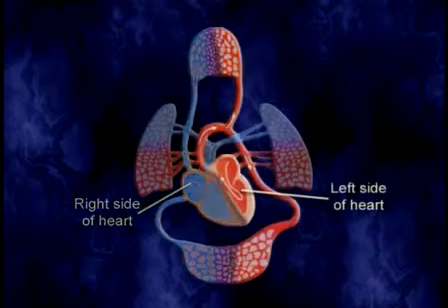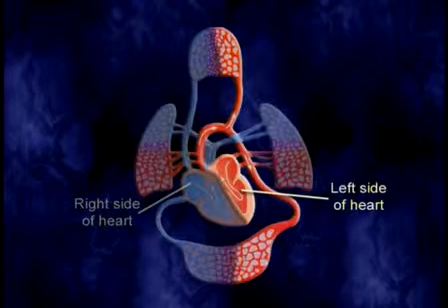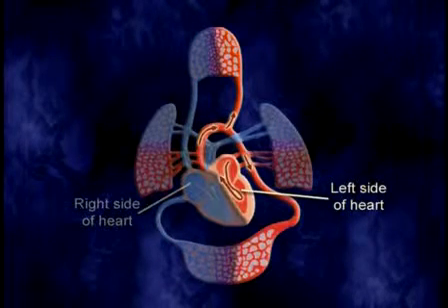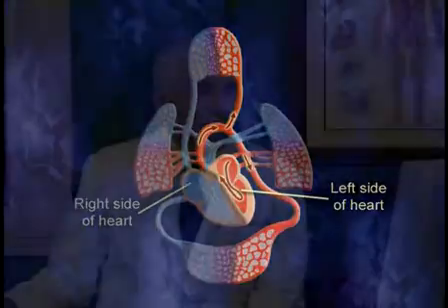The left side is the side that pumps out to the body, to the brain, and to the upper extremities, and it is delivering oxygenated, nutritious blood to the body. Now, when we talk about the lungs, we have to modify that, and I'll talk to you a little more about that when we talk about the pulmonary circulation.